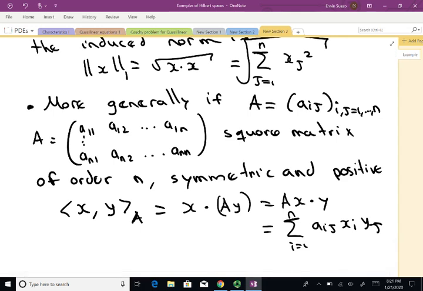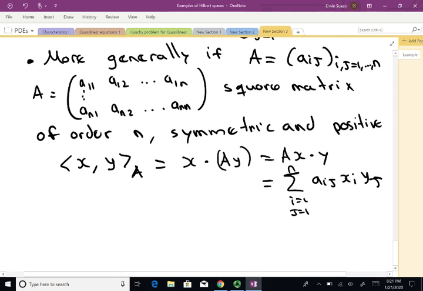Well, again, this is missing some notation. So it's really a double sum. So he has another typo here. It has to be a double sum because you have i and j. Okay? So this defines a scalar product in Rn.